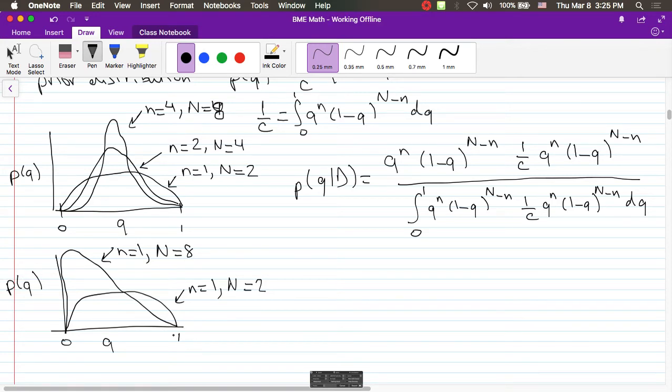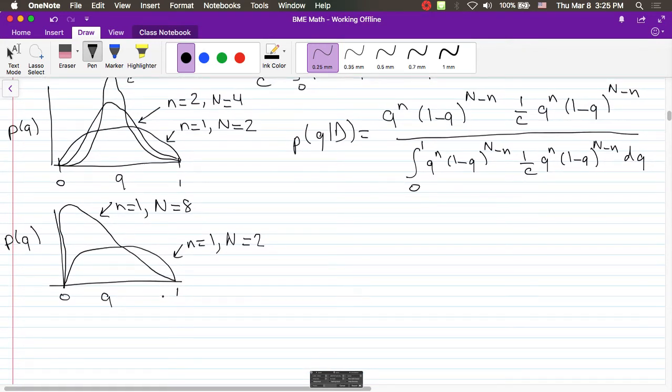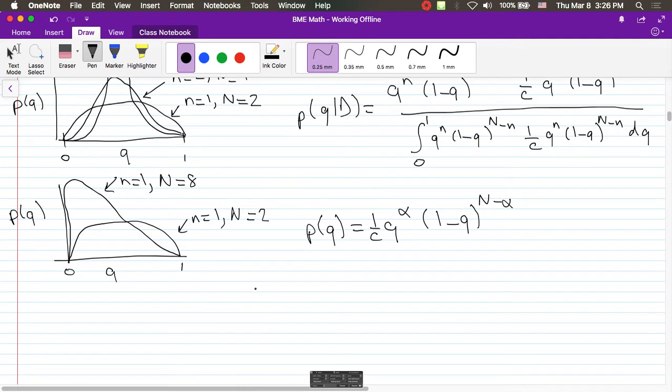Okay, so that's our prior. So let's pick a specific prior. Let's say that my prior P of q is 1 over c, q^alpha (1 minus q)^(N minus alpha). So I could pick a prior that looks like this, or I could pick a prior that looks like this. I could pick alpha to be something, and then say that's my prior. Now let's see what the maximum a posteriori estimate comes up with.